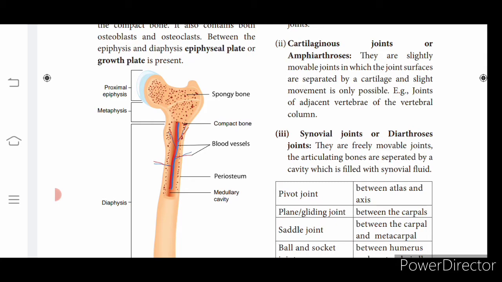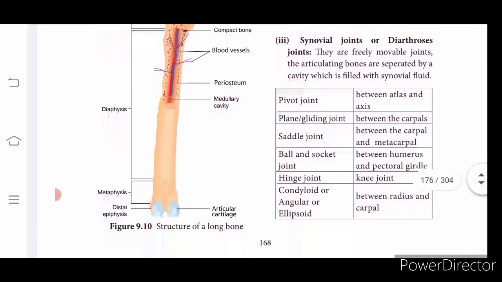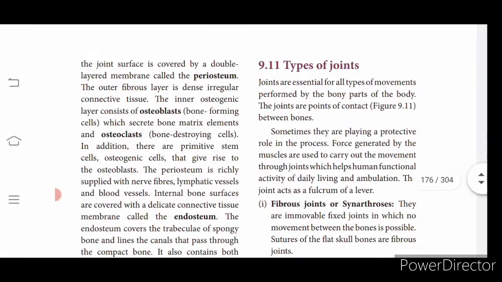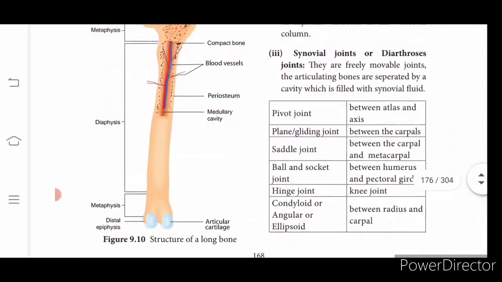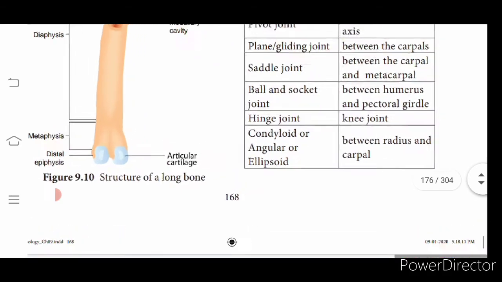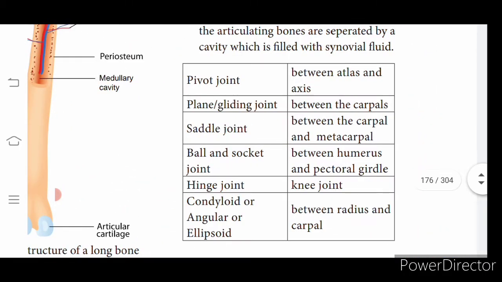So epiphysis is a spongy bone. Then we have the presence of blood vessels and a covering membrane, periosteum, and a medullary cavity filled with bone marrow. All these things are seen in the diaphysis. So then we are coming to the types of bone joints. So we have several kinds of joints, which are movable and which are not movable.